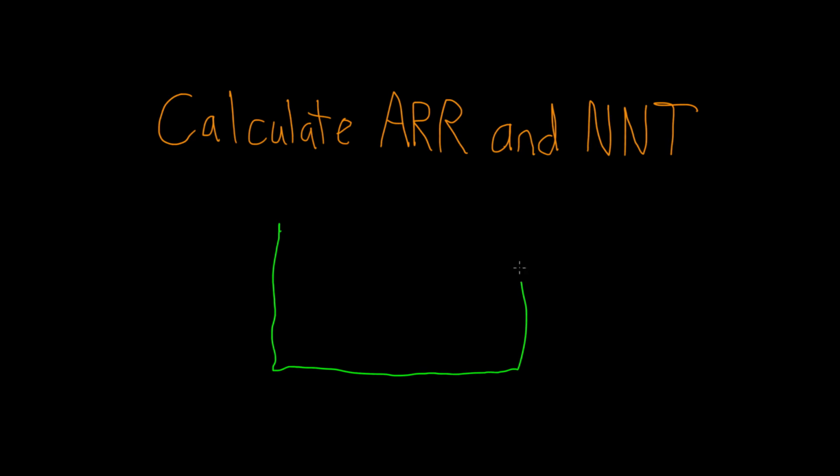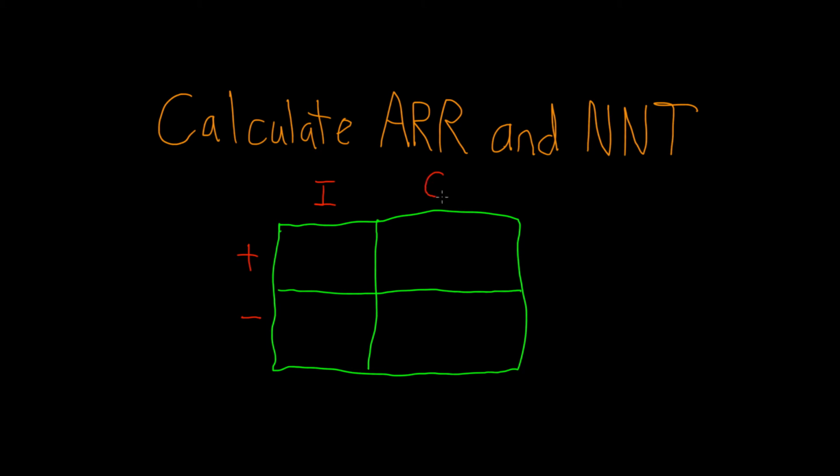So we'll want to make a 2 by 2 table, and the rows in the 2 by 2 table will signify whether the patient has an outcome or not. A positive sign indicates outcome and negative, no outcome. And then our columns will be our intervention and our control group, or I and C, respectively.